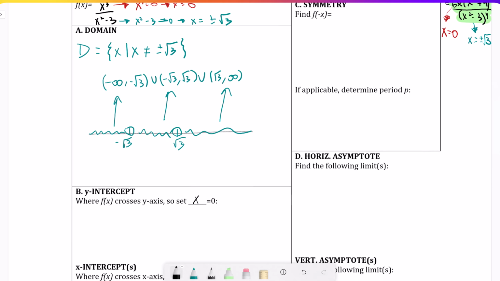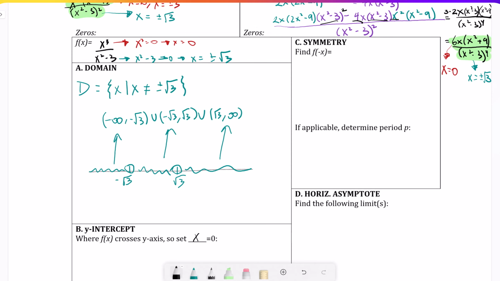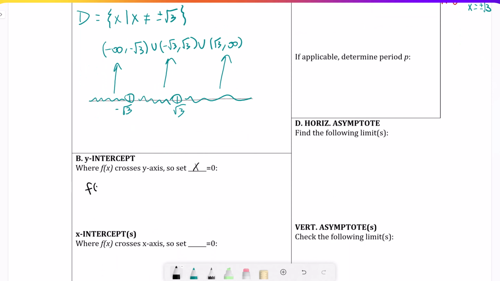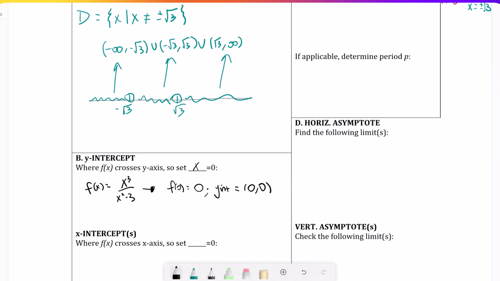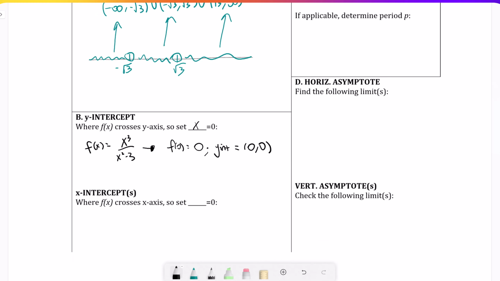So our function is f of x equals x cubed over x squared minus 3. f of 0 is 0. So our y-intercept is (0, 0).